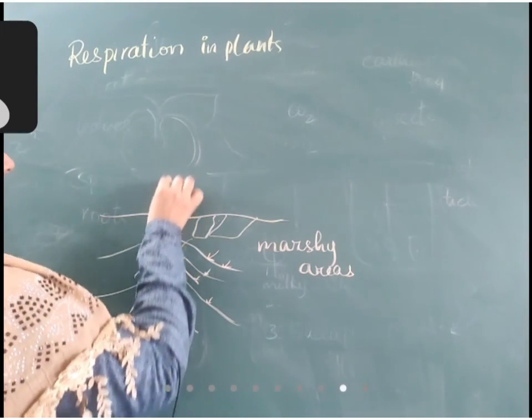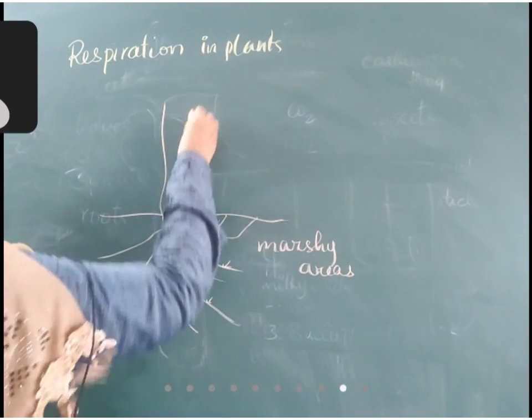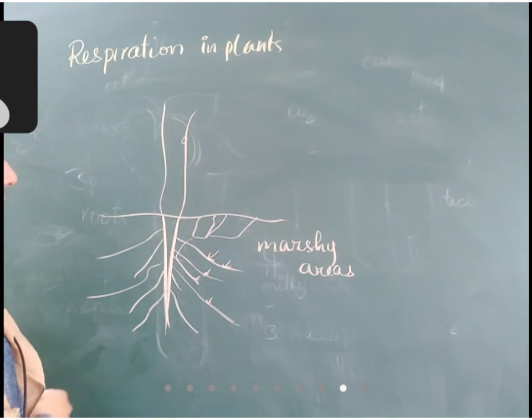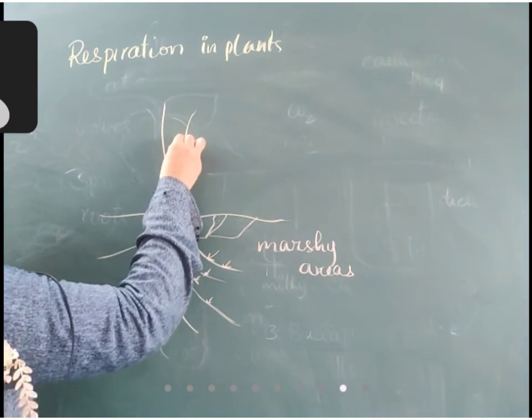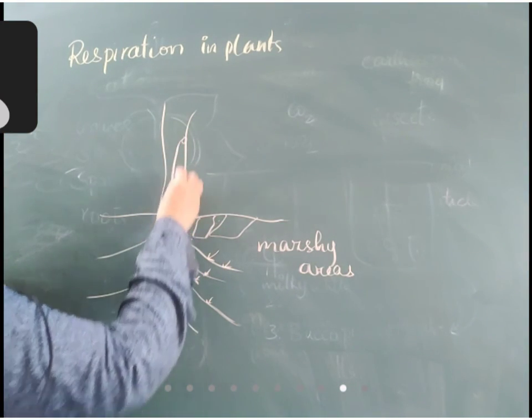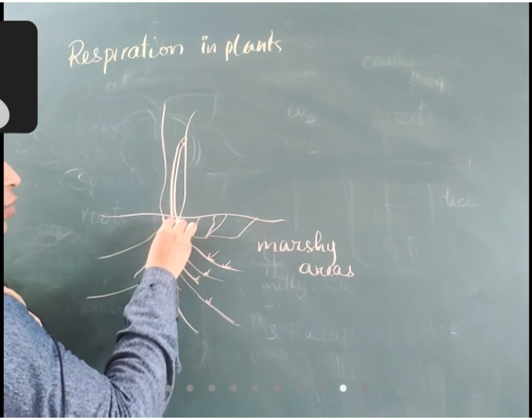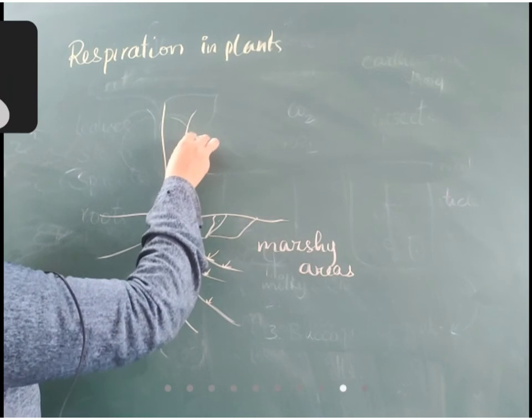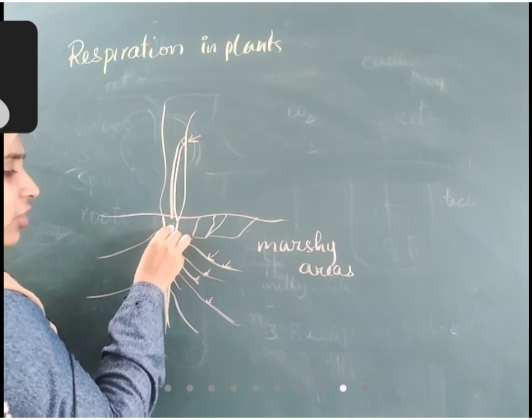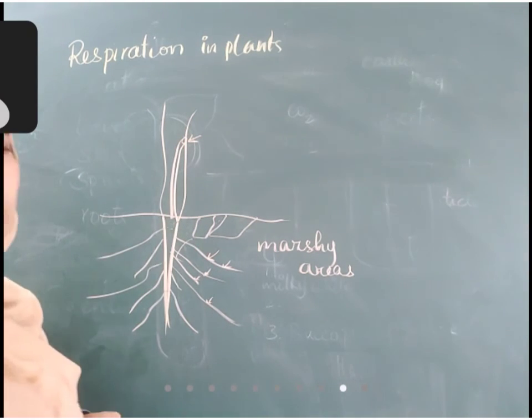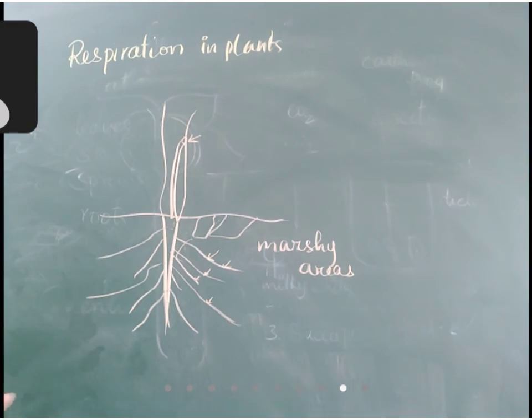So what plants will do is, the stem will have a lenticel. This lenticel will have a continuous gap. This gap will be continuous till the root. So when air exchange occurs here, it reaches the root also. In this way, root respiration occurs in some plants.